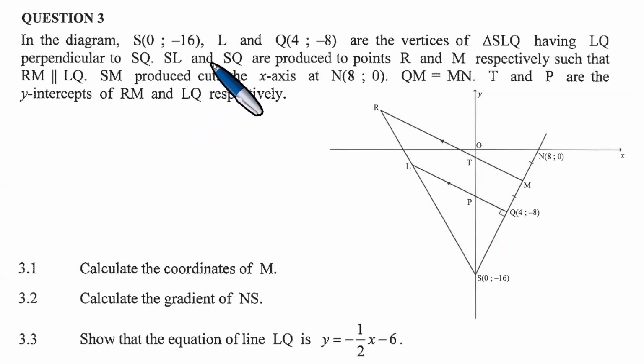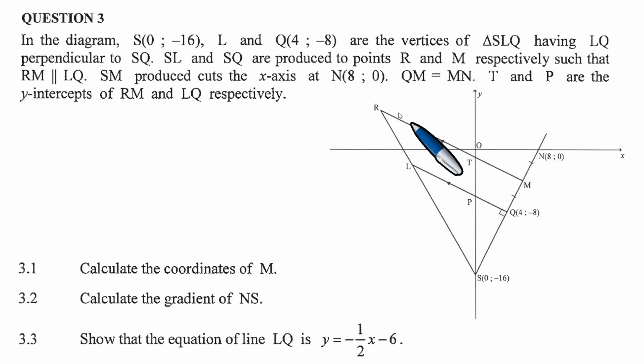SL and SQ are produced to points R and M respectively. So you can see that SL is produced to R, and SQ is produced to M, such that RM is parallel to LQ. SM produced cuts the x-axis at N, which has coordinates (8, 0).